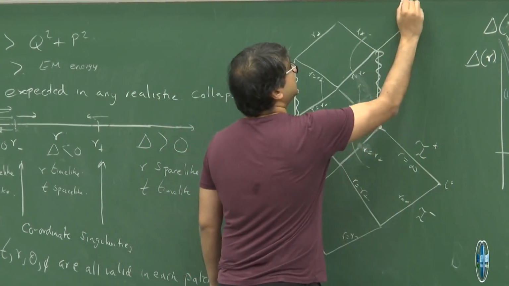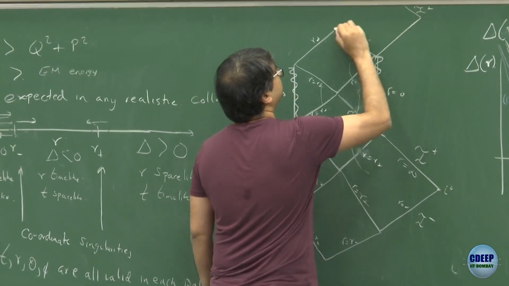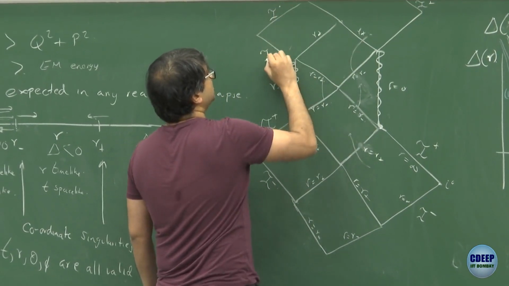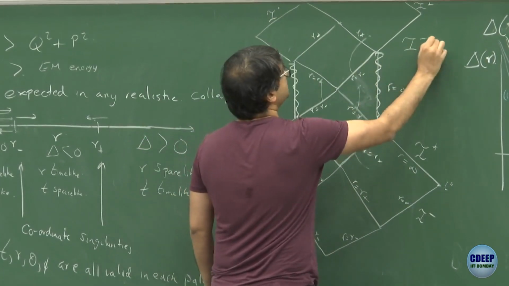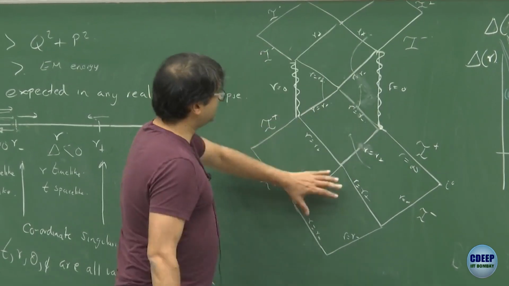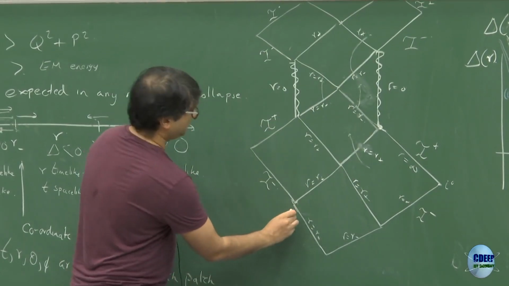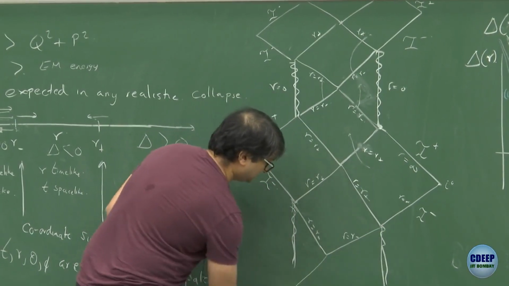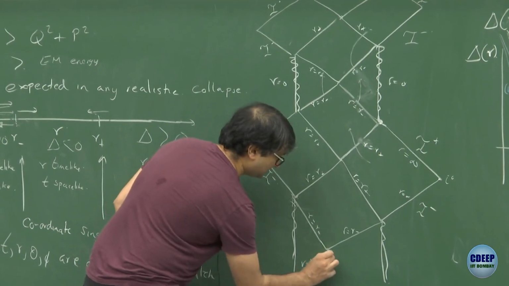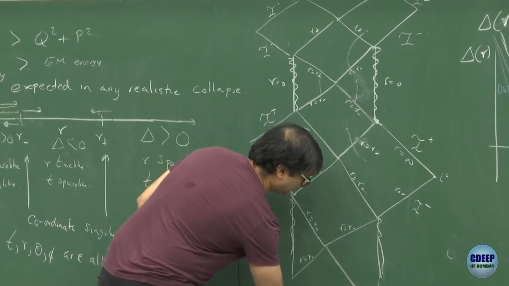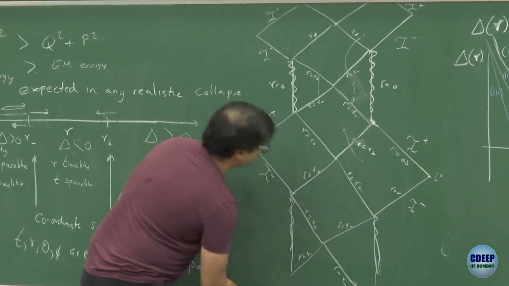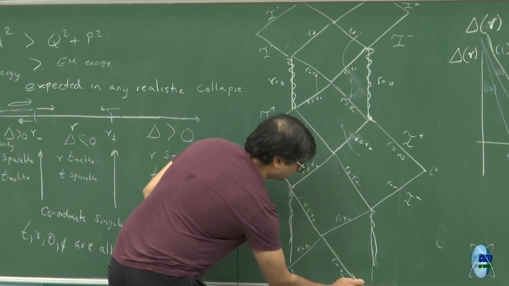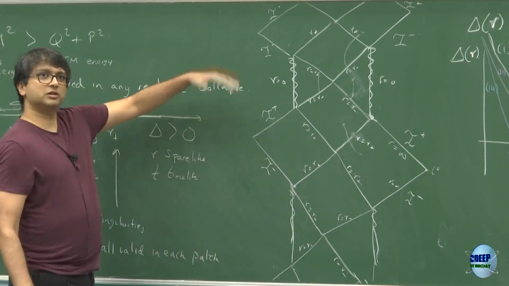So then once again I have scri plus, scri minus, and basically this pattern repeats. Again here, we'll have a singularity, where R is R minus. So this pattern goes on repeating indefinitely.